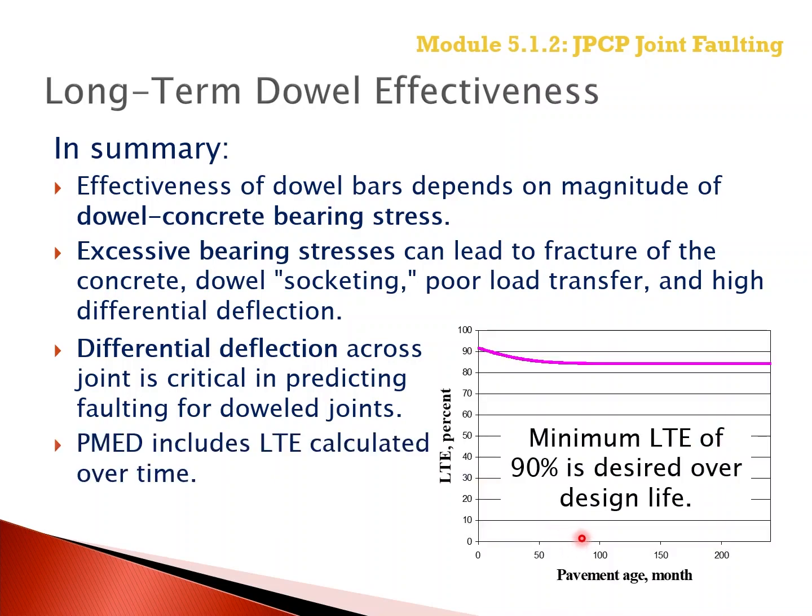The report in the Pavement ME software includes a plot of load transfer efficiency over the design period, as displayed in the graph. The minimum load transfer efficiency suggested over the design life for low faulting values is about 90%.